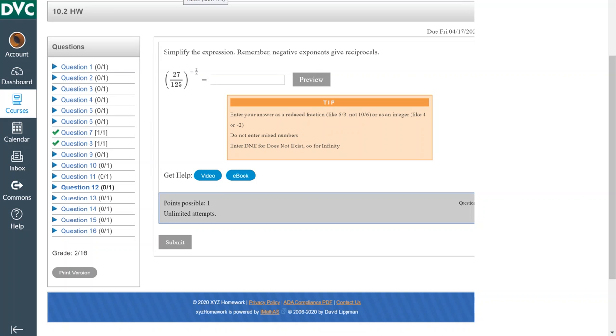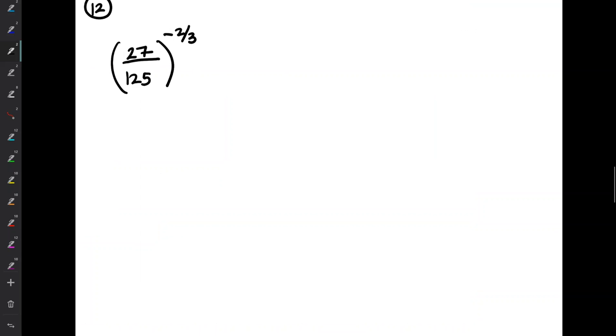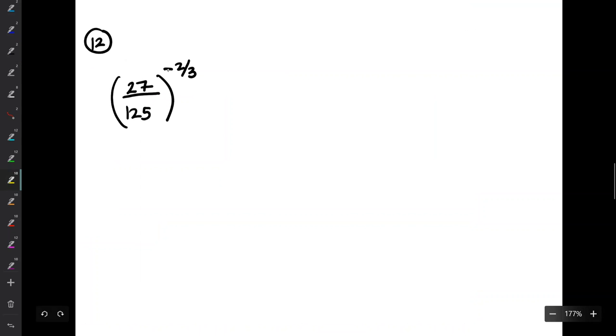In this video, we are going to do question number 12 from homework 10.2. We're asked to simplify the expression, and they're helping us a little bit by reminding us that negative exponents are notation for reciprocal. Let's do this on a separate piece of paper. All right, so I'm going to deal with the negative exponent on its own, and then I'll deal with the fractional exponent next. So negative exponents are notation for reciprocal.